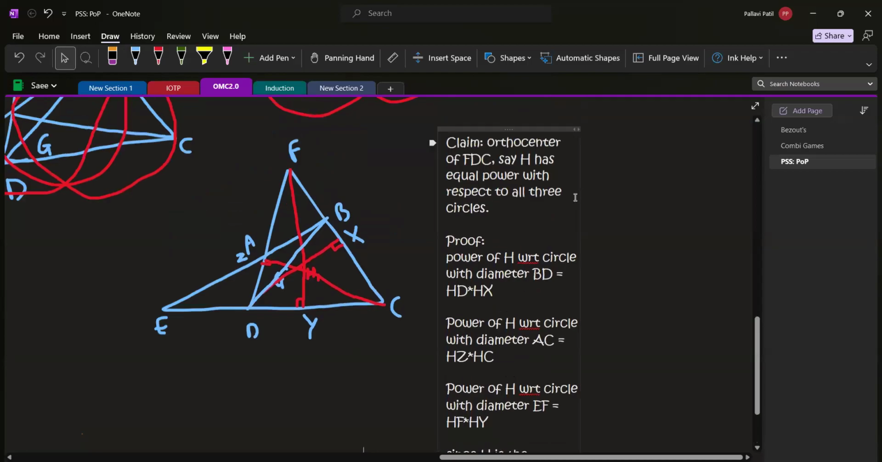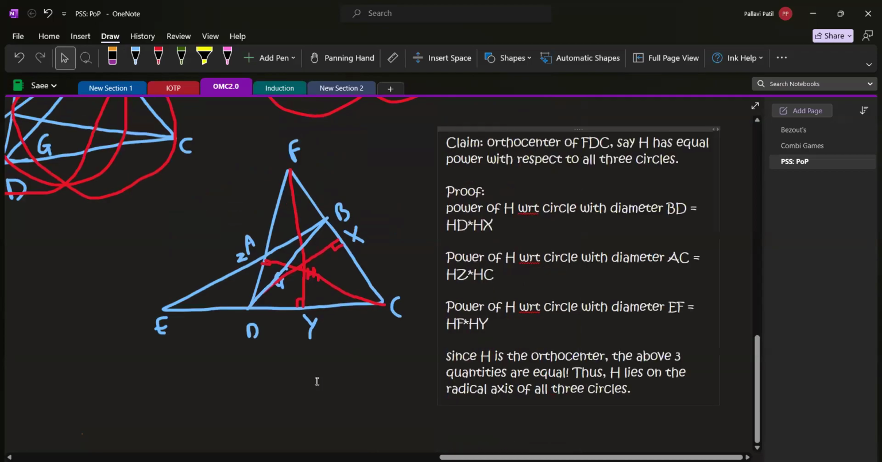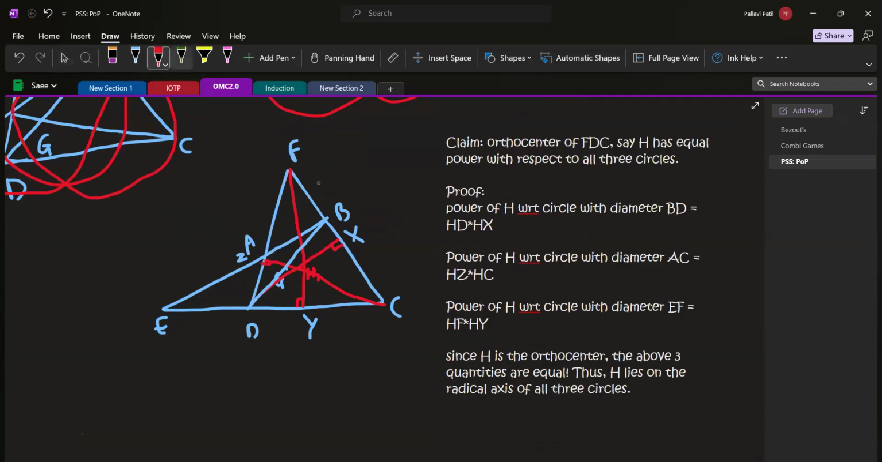Now the thing is, what is stopping us from doing this for the orthocenter of, let's say, EBC? We can do the same thing for the orthocenter of EBC. It will be a very symmetric argument, and we'll get that that also lies on the radical axis of all the three circles. And if you also do it for F, the orthocenter of FAB, I believe that also should work out.